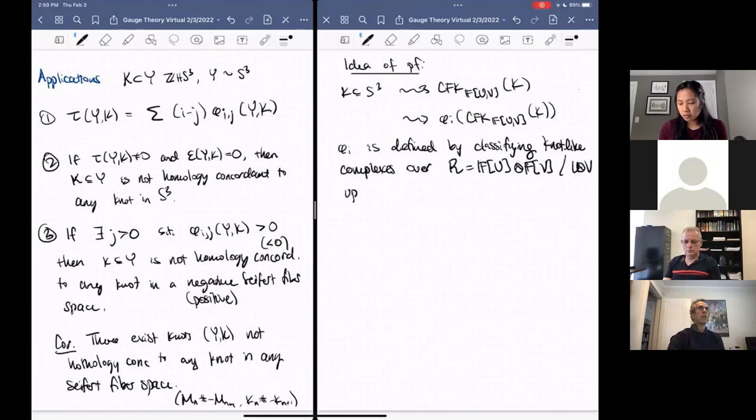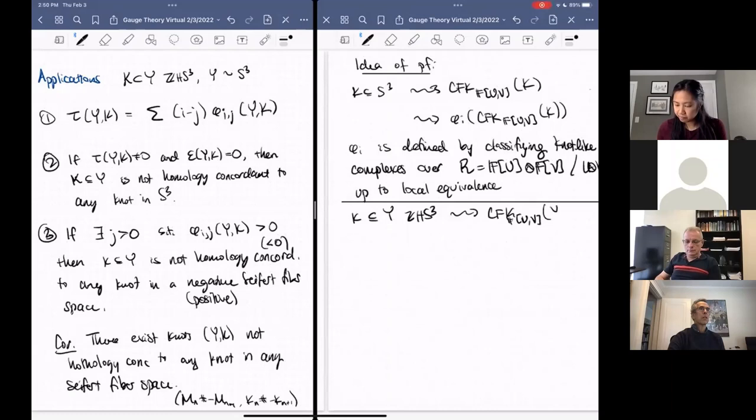And what we classify these knot-like complexes up to is the notion of local equivalence. I'll talk some more in a bit about what the knot-like complexes look like and what it means to be locally equivalent. But first, if I take a knot inside of an integer homology sphere, I can again take the knot Floer complex over the two variable polynomial ring.